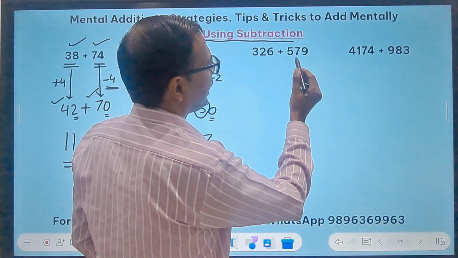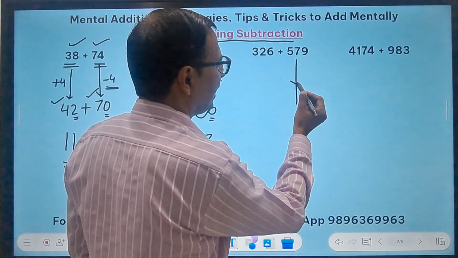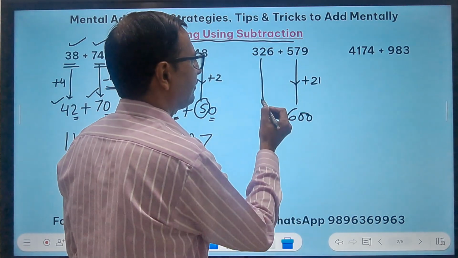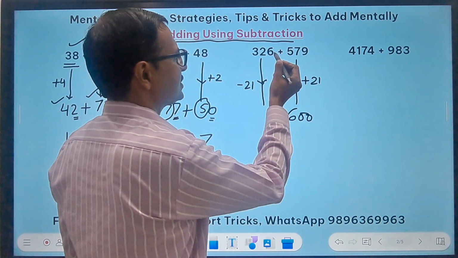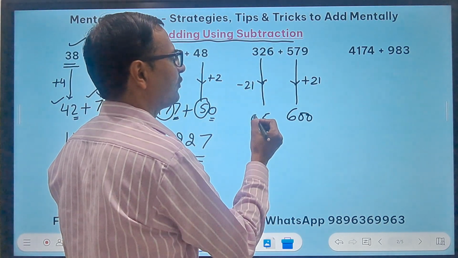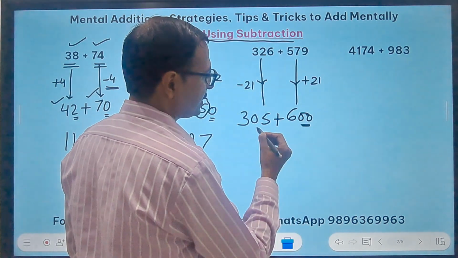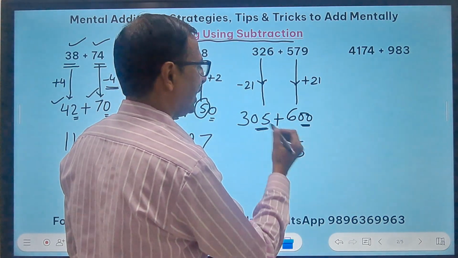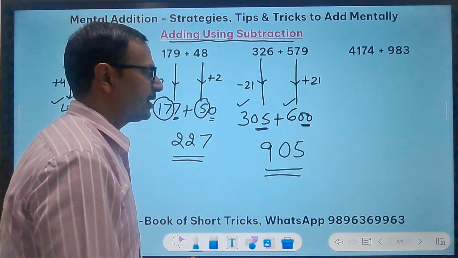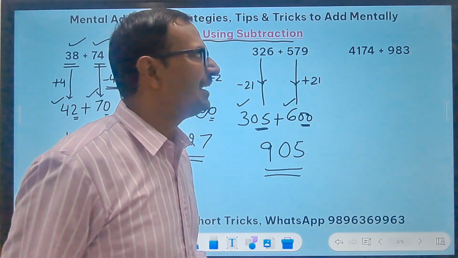Here 579, very close to 600, right? So I will add 21 to this and get 600. So I will have to subtract 21 from this. So 6 minus 1 is 5, and then you can do 26 minus 21, that is 05, right? And 305. Now adding this, very easy. 2 zeros means 05 is not going to change, and 3 plus 6 is 9. That gives me my answer, 905. Easy, right? Let's see one more.